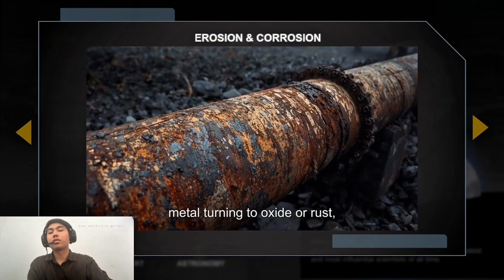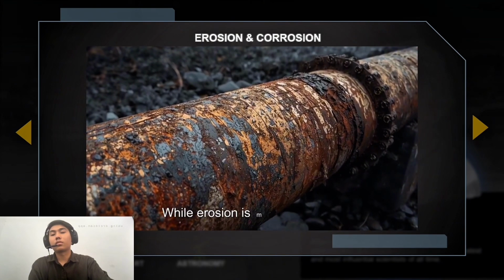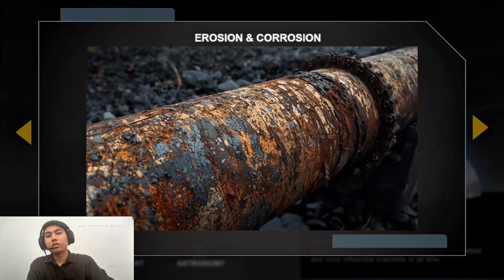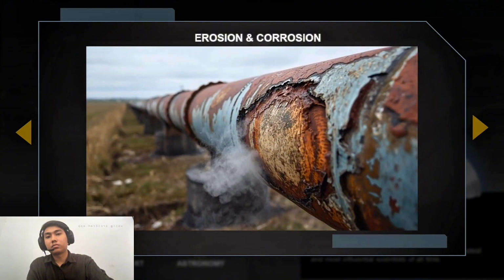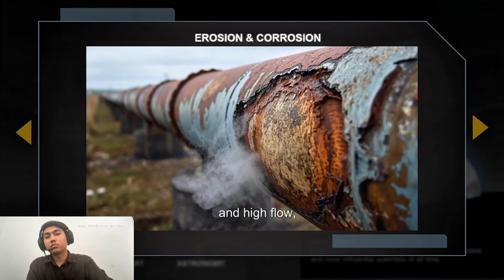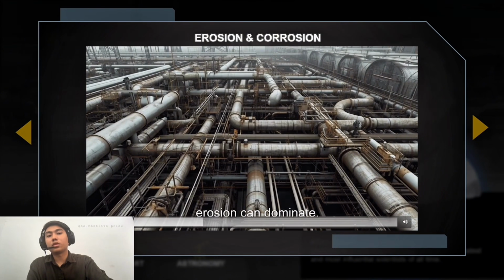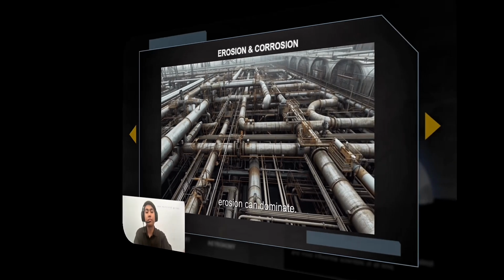Corrosion is metal turning to oxide or rust, gradually thinning the wall, while erosion is more mechanical. Fluid carrying particles scrapes the inner surface. In high velocity systems like slurry, gas, and high flow, erosion can dominate. Yes. That is how the erosion corrosion cycle begins. Now let's continue to the next slide.